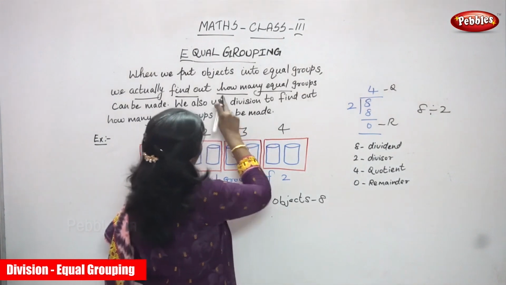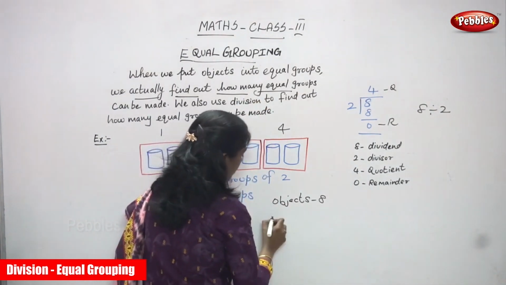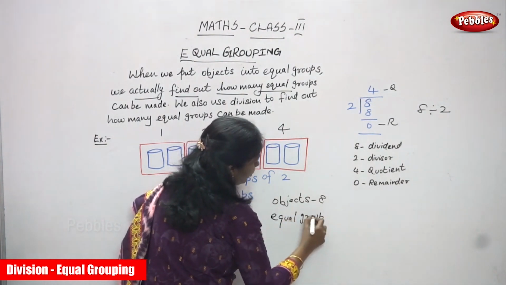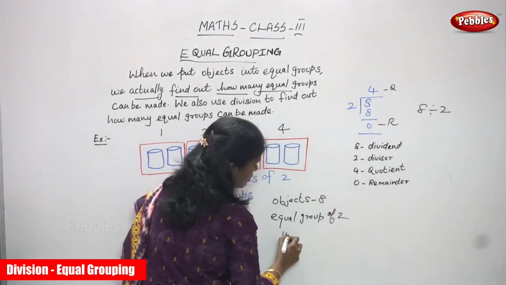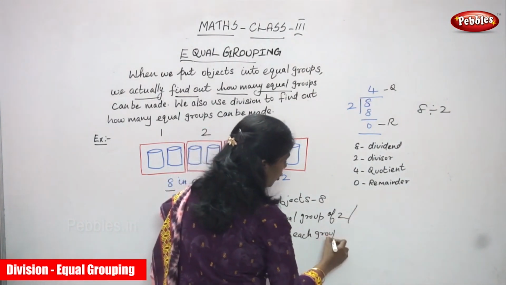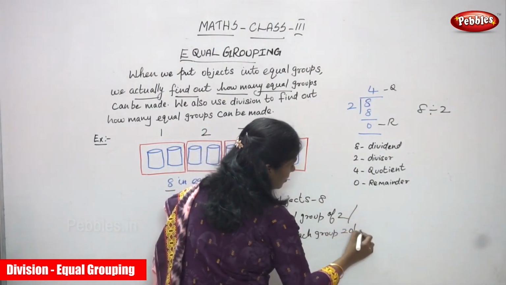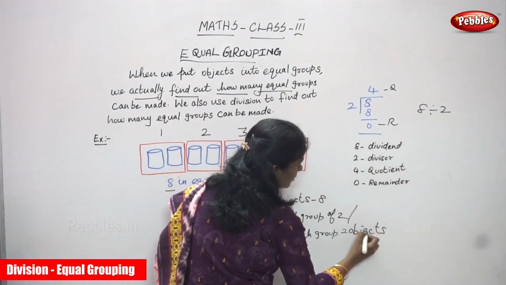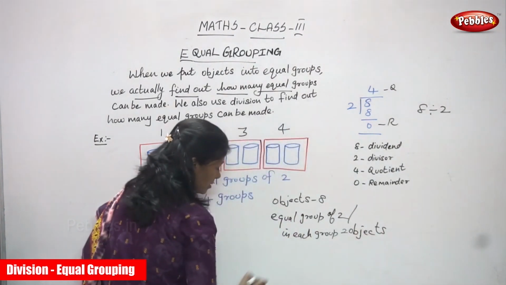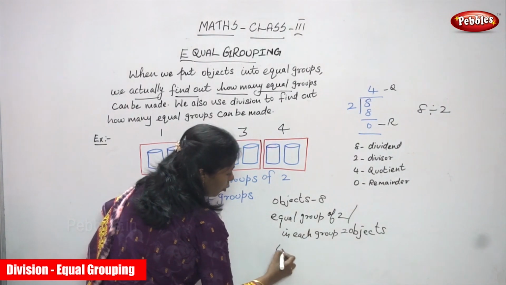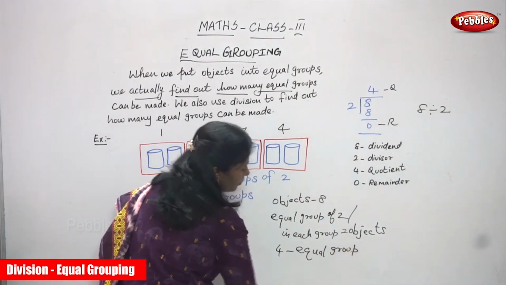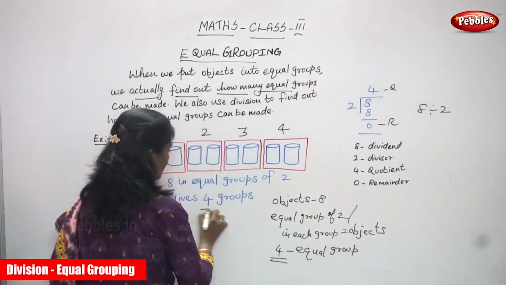So how many equal groups? Equal groups of 2, that is, in each group 2 objects. And the answer is how many equal groups? 4 equal groups. Okay, this is the right answer for the question.